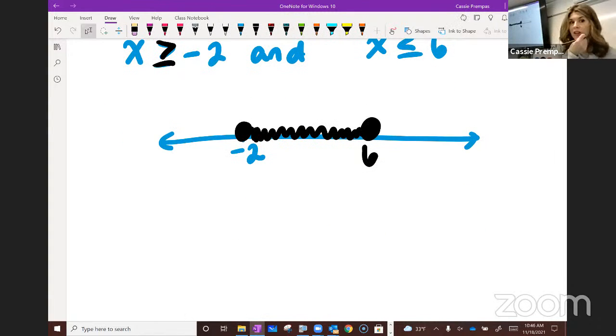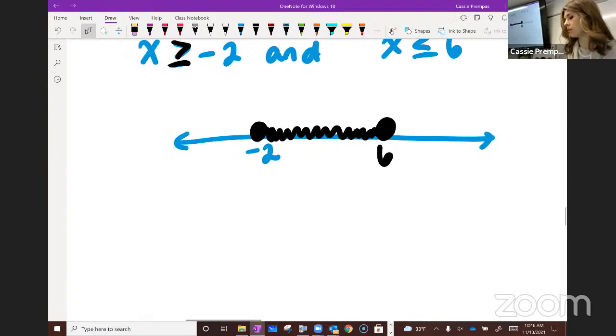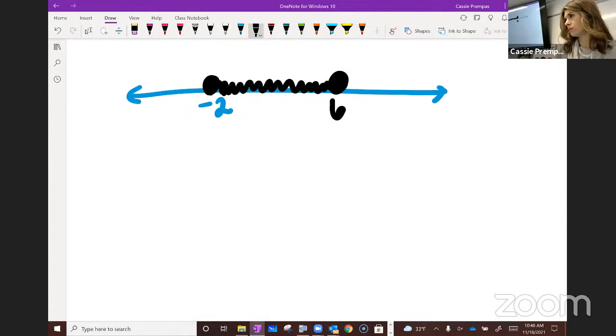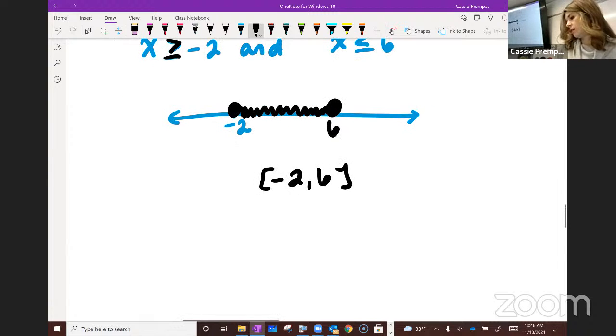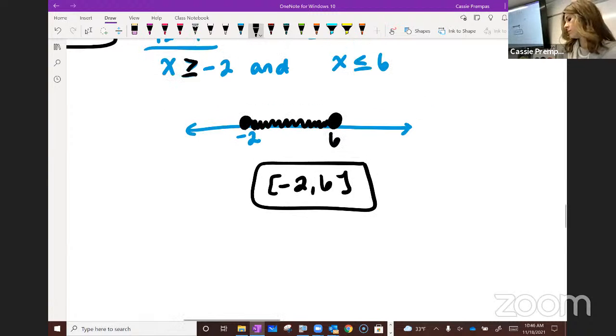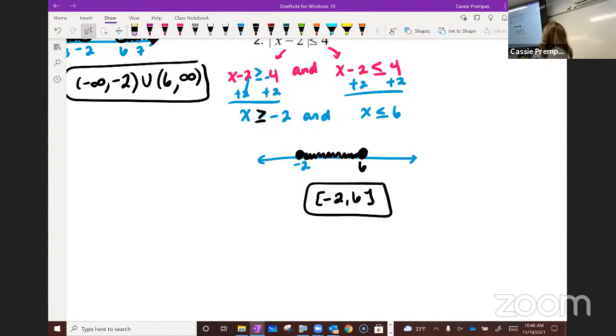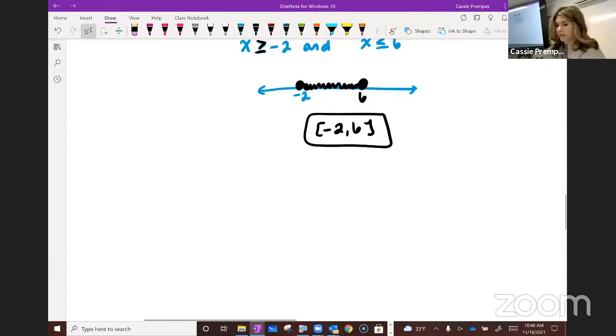Turn to your partner. This time the person with the lighter color shirt in the group, you tell them what the answer would be in interval notation, sorry, interval. All right, guys, take a look. You should have bracket -2, 6 bracket. All right, let's do it again.